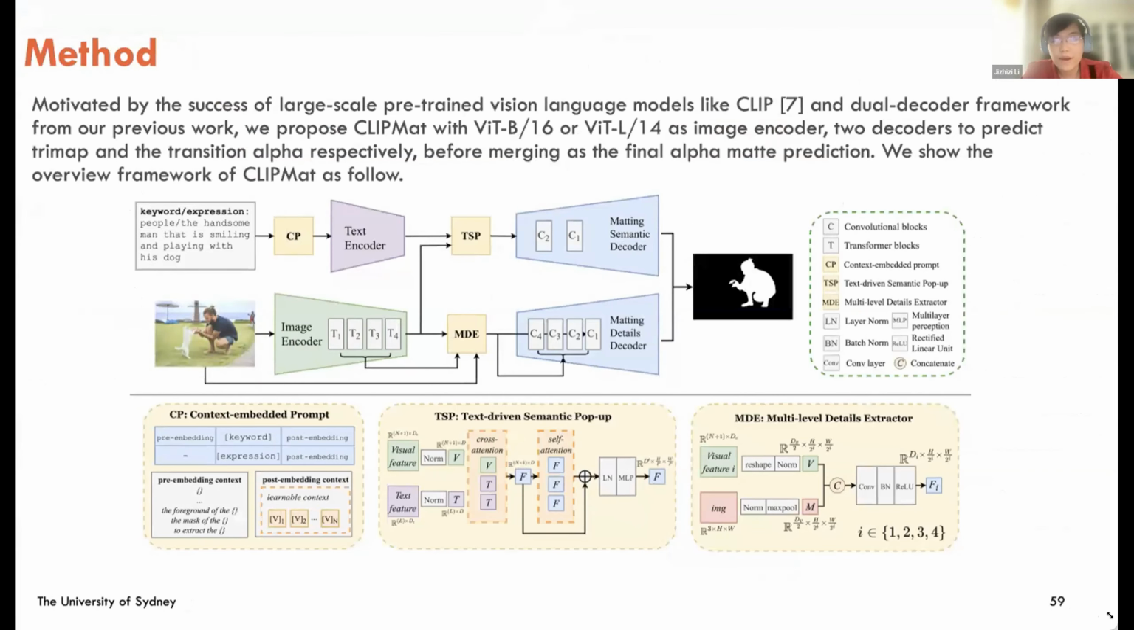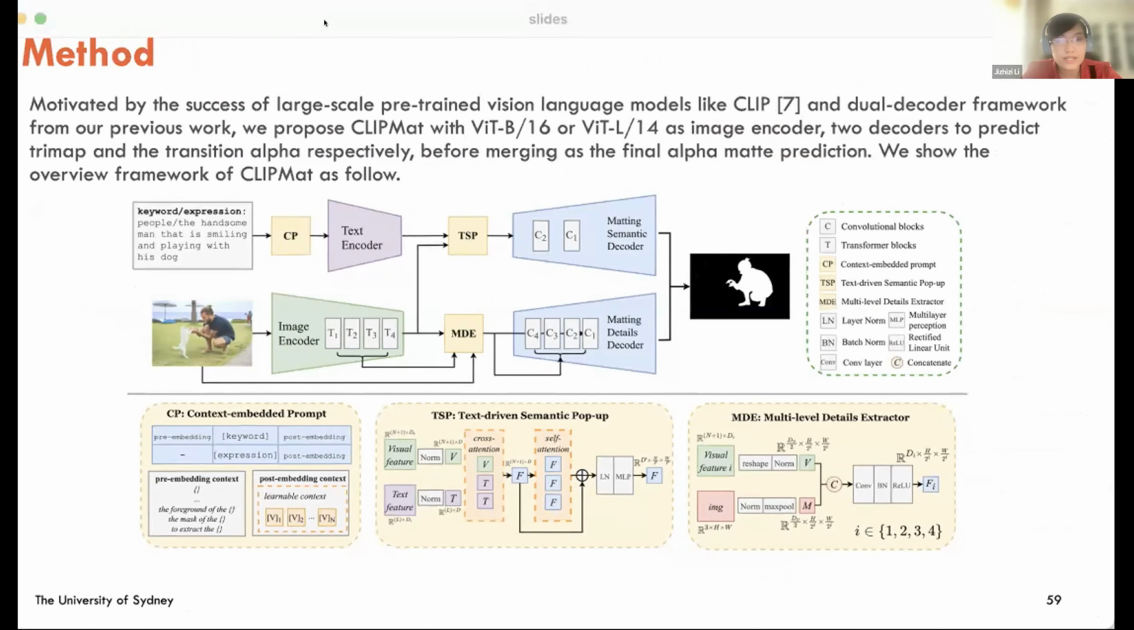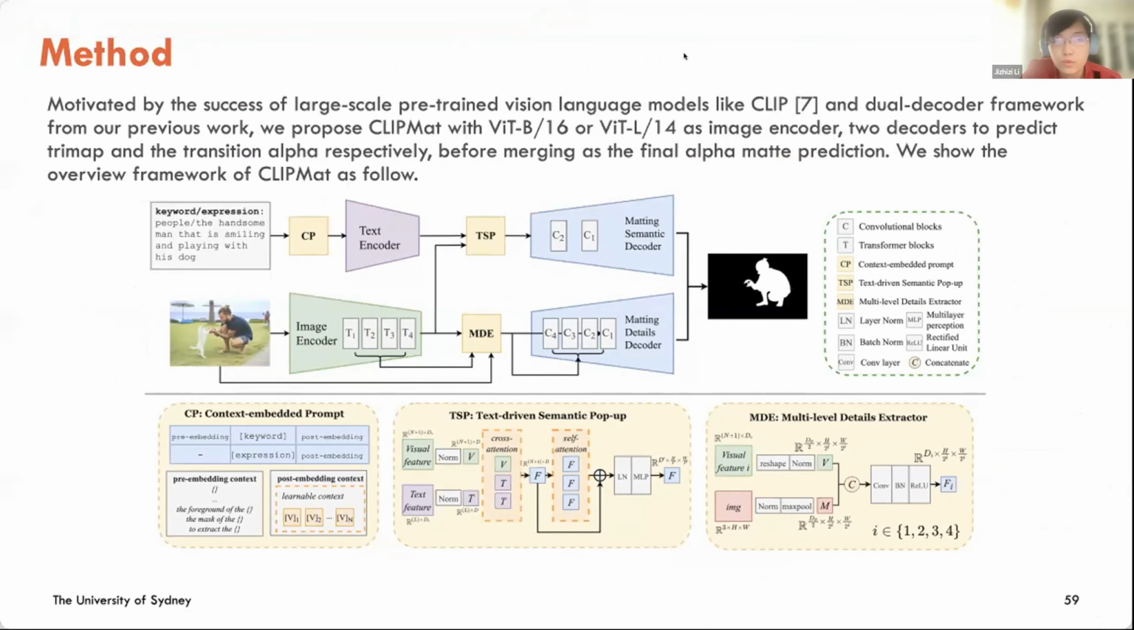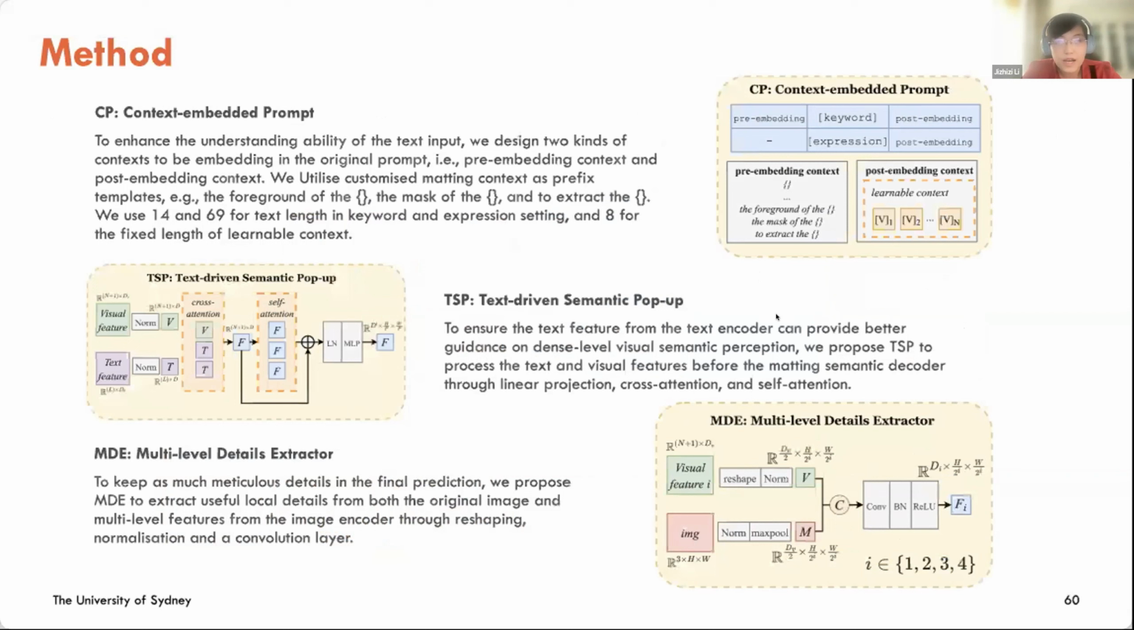Okay, so for the method that we use in this topic, we first use CLIP, and we also use the dual decoder framework, where we have two decoders to process it. The contribution is, first, a context embedded prompt, where we enable a lot of learnable prompts for the network to learn, and customized mapping context to serve as prefix templates. The second is a text-driven semantic pop-up to ensure the text feature from the text encoder can provide better guidance to dense level visual semantic perception.